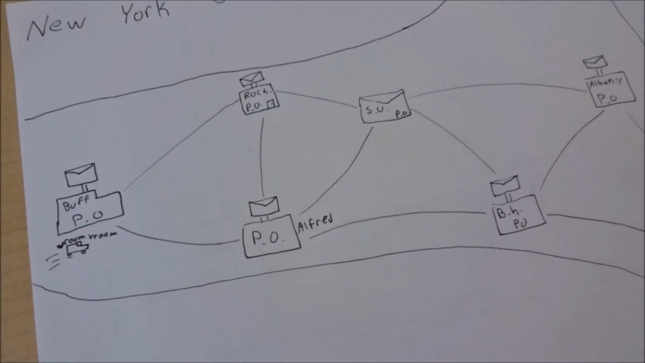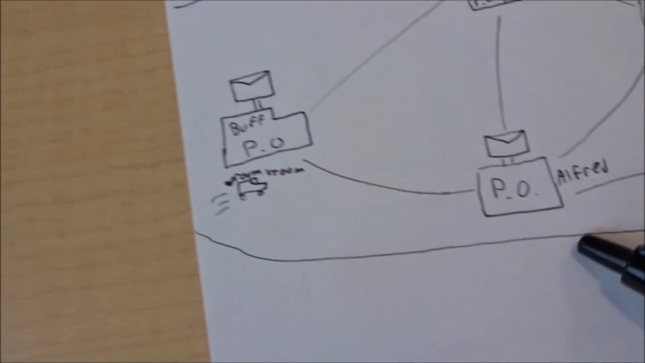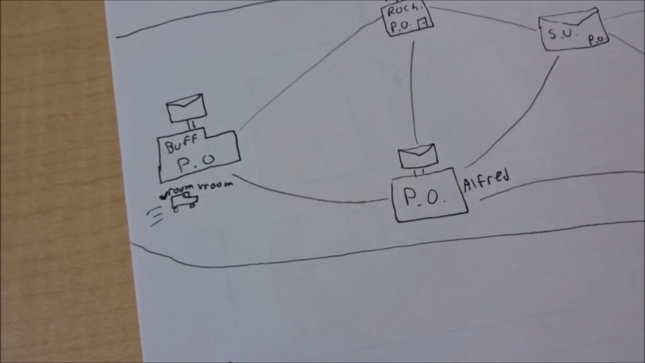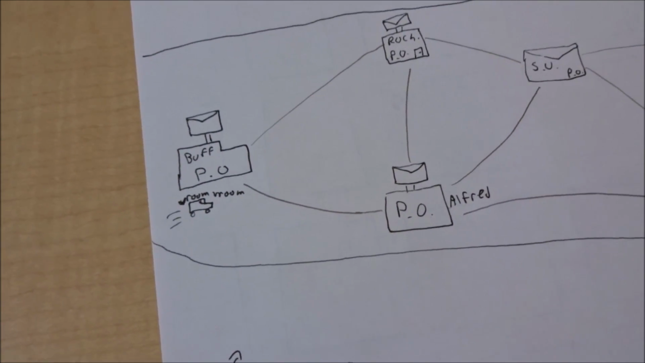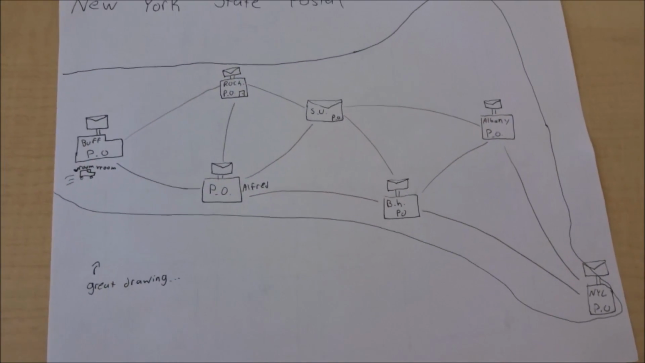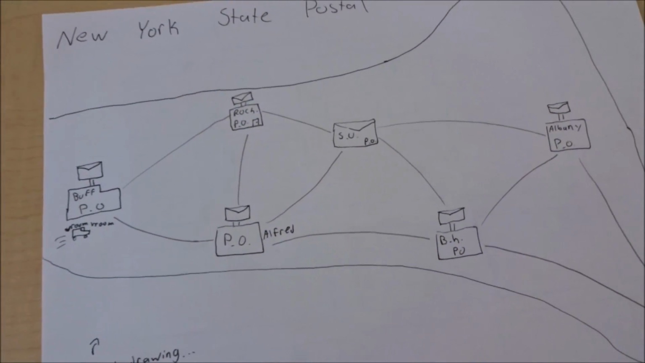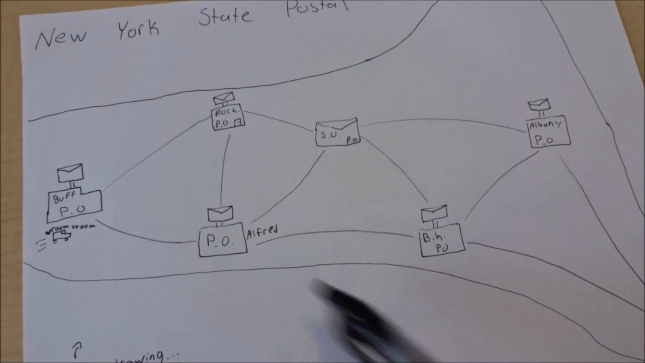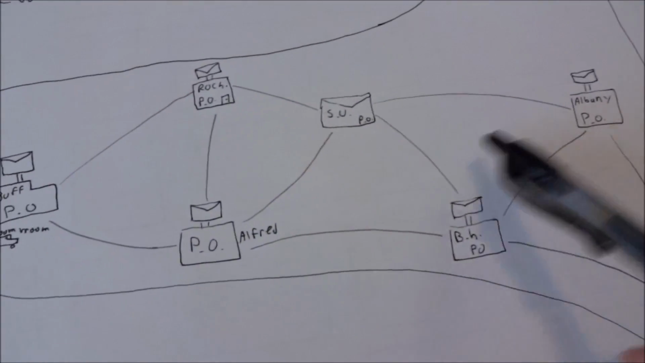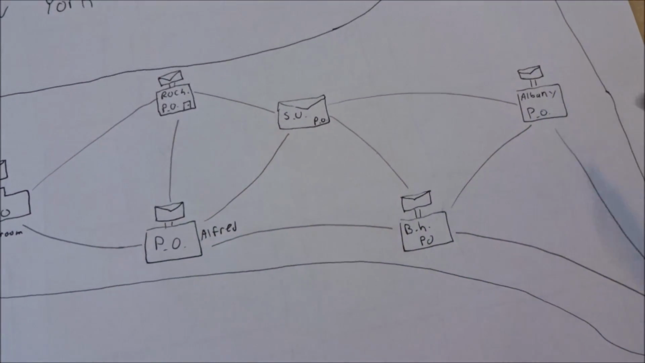If we wanted to go somewhere like Alfred, it's right there, a direct connection, no problem to get it there. It's really easy and quick. But if we wanted to get it somewhere farther, like Albany, there are several different options for routes we can take. Buffalo obviously can't directly connect there. There's no giant cord connecting Buffalo to Albany.